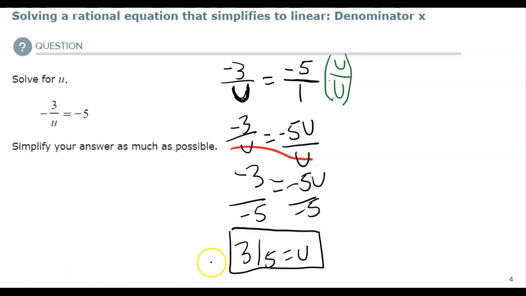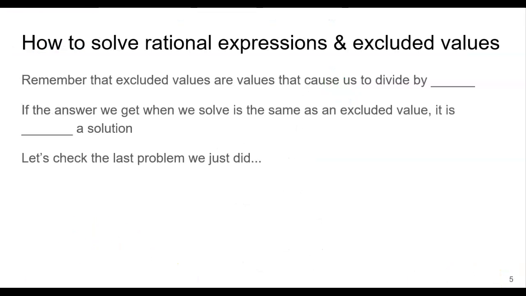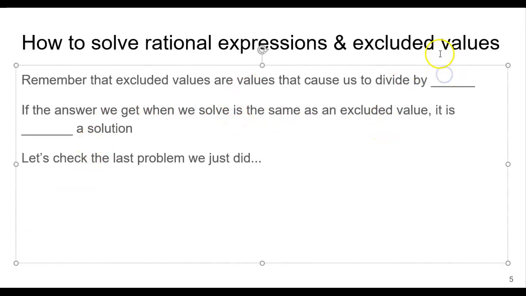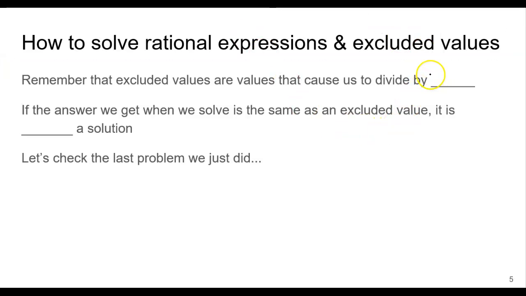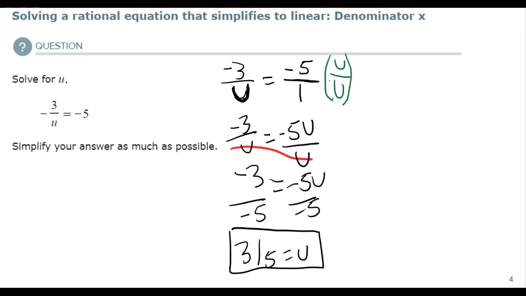So remember, we're taking our notes. We have our slide problems down here. If we remember how to solve rational equations and excluded values, remember excluded values are values that cause us to divide by 0. So you want to be taking these notes. If the answer we get when we solve is the same as the excluded value, it is not a solution. Let's check the problem we just did. What would have caused this to divide by a 0? The excluded value was u equals 0. The actual value was 3/5.